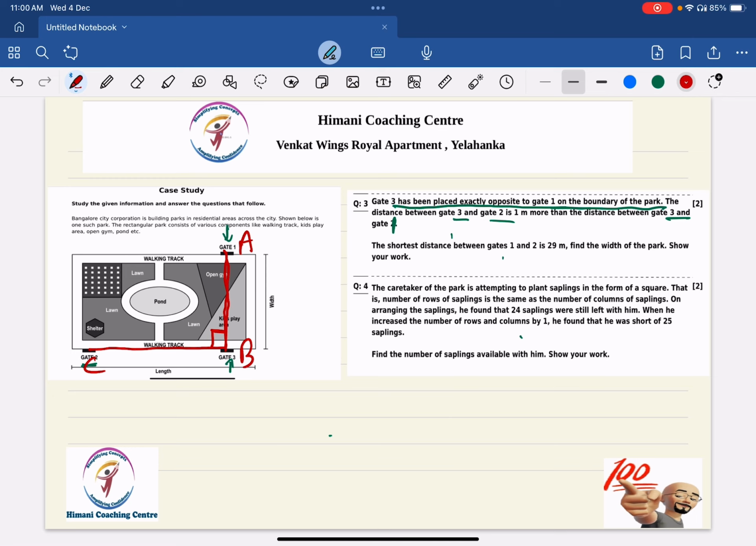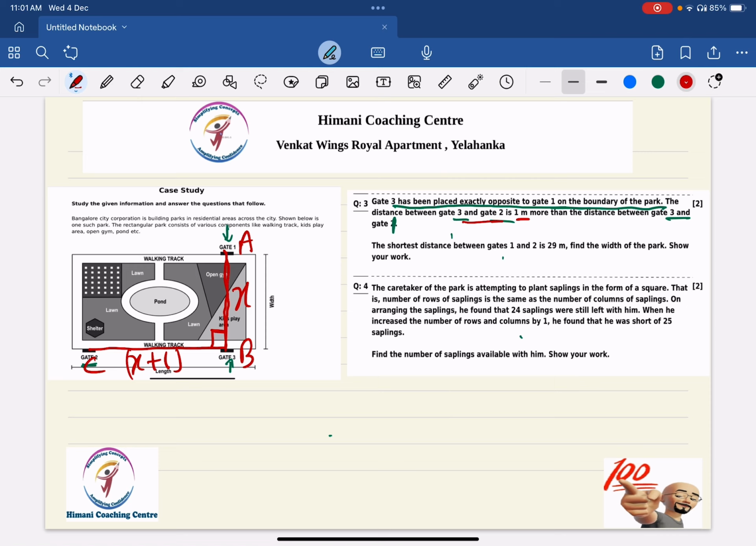The distance between gate 3 and gate 2 is 1 meter more than the distance between gate 3 and gate 1. So we will say let the distance between gate 1 and gate 3 be x. Then what would be this distance? It would be x plus 1. Now, the question says the shortest distance between gate 1 and 2 is 29 meters.